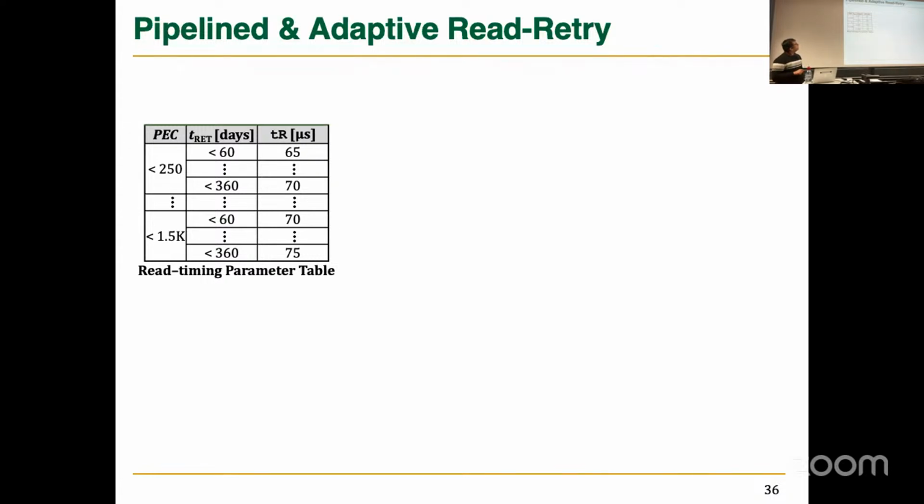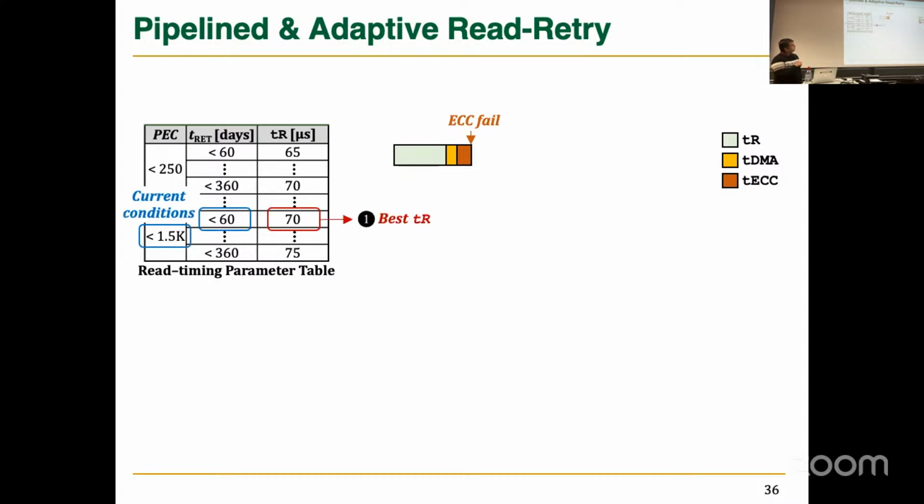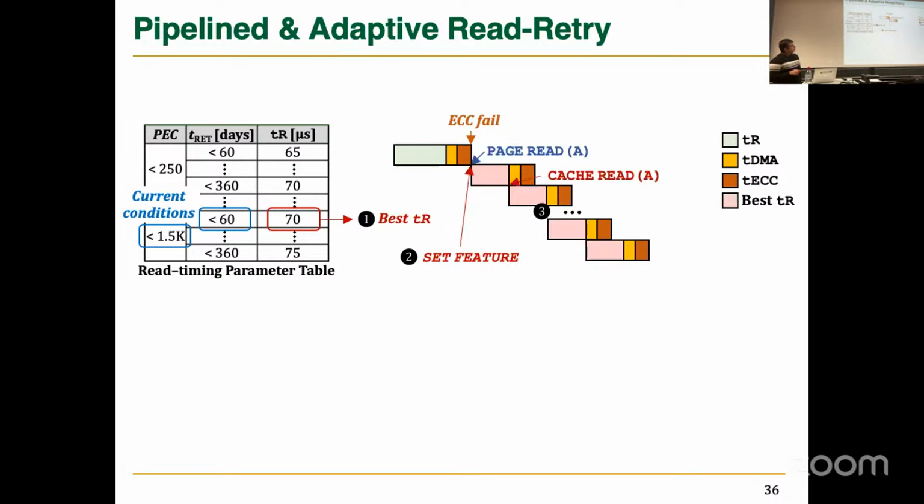So for, let's say, 1.5 kP/E cycles and a retention time of 60 days, you get a tR value of 70. So we use this table to reduce the read latency in the retry operations. When your read fails, we go and look up this table and get the tR value from there based on the current operating conditions, and we use the set feature operation to set these read timings. Then we perform the read retry operations with this shorter tR value.